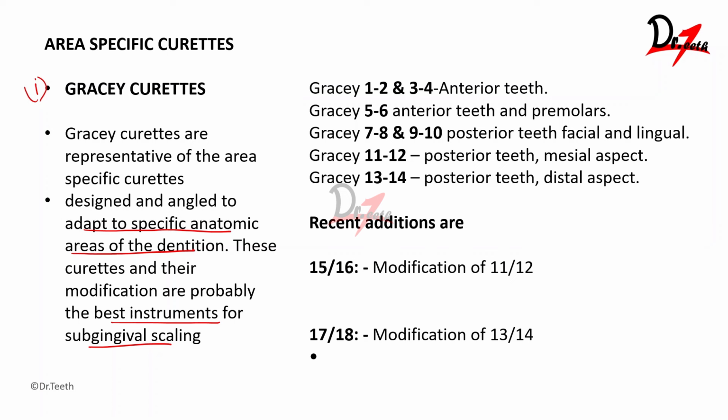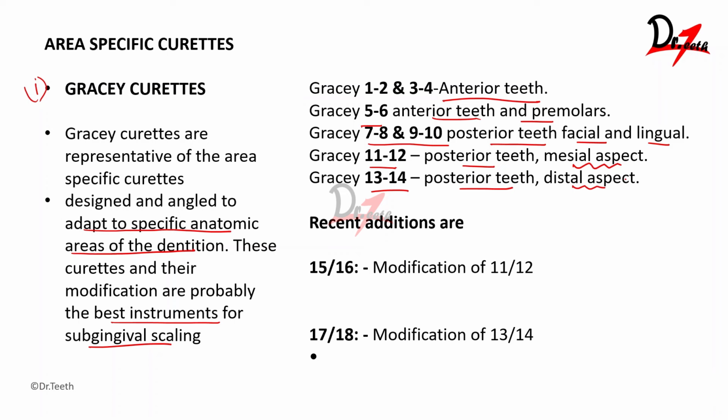You have Gracie 1 and 2 and 3 and 4 for anterior teeth. Then we have 5 and 6 for anterior teeth and premolars. We have 7, 8, 9, 10 for posterior teeth, facial and lingual surfaces. We have 11 and 12 for posterior teeth, mesial aspect, and 13, 14 for posterior teeth, distal aspect.